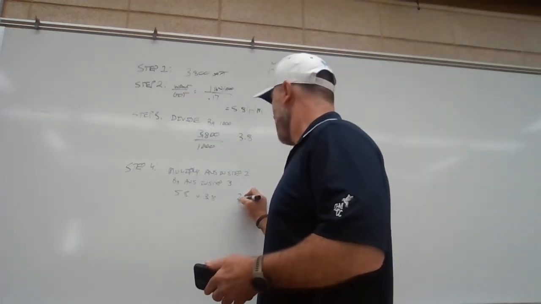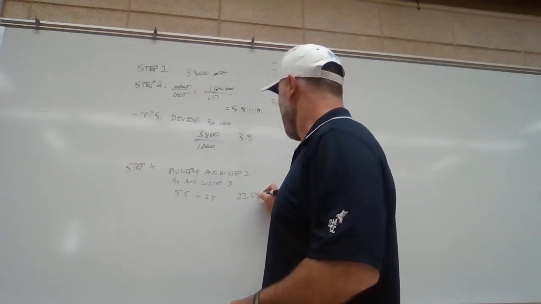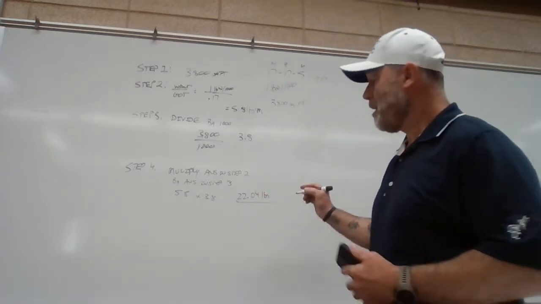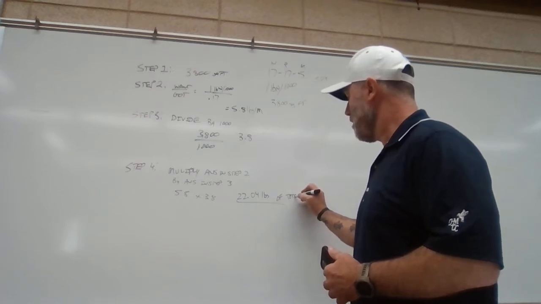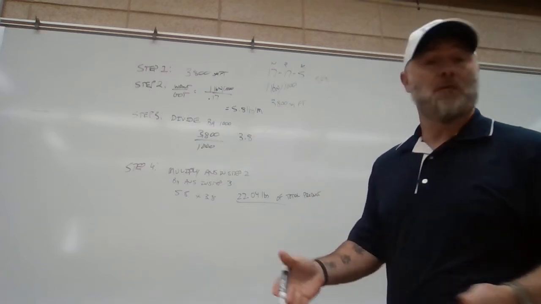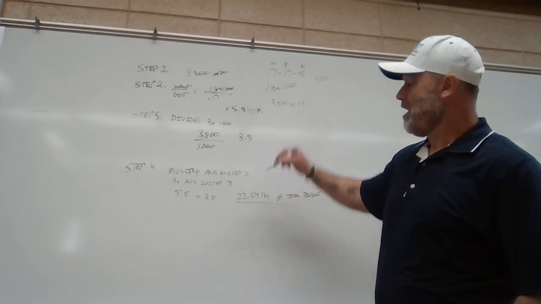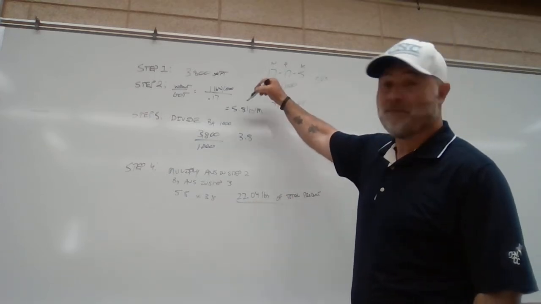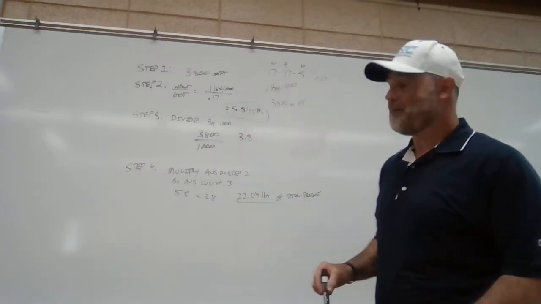22 pounds. That's 22.04. But pounds, pounds of what? Pounds of total product or total fertilizer, right? Why is this important? So that 22 pounds is going to give me my 5.8 per thousand.